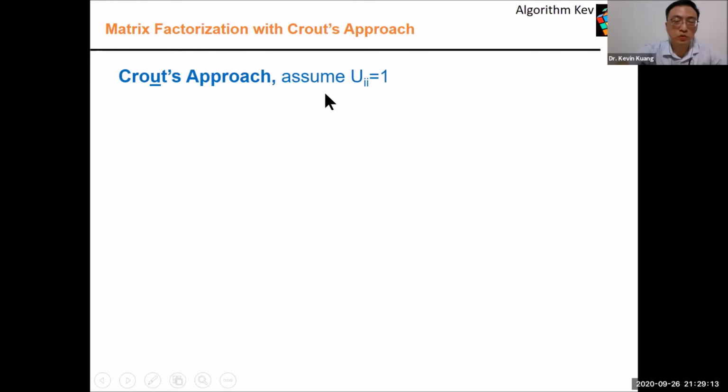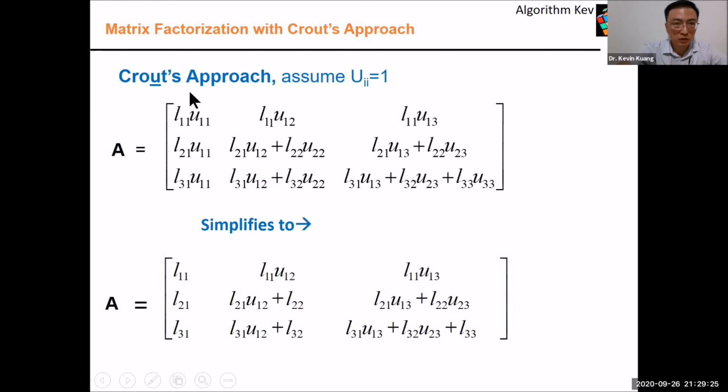In Kraut's approach, the idea is to assume U11, U22, U33, all the diagonal elements, as 1. So from the product of the matrix multiplication, you can see that if I substitute U11, U22, U33 as 1, you can simplify this into this. All these U11, U22, U33 will therefore be 1, and you will have this as a simplification.